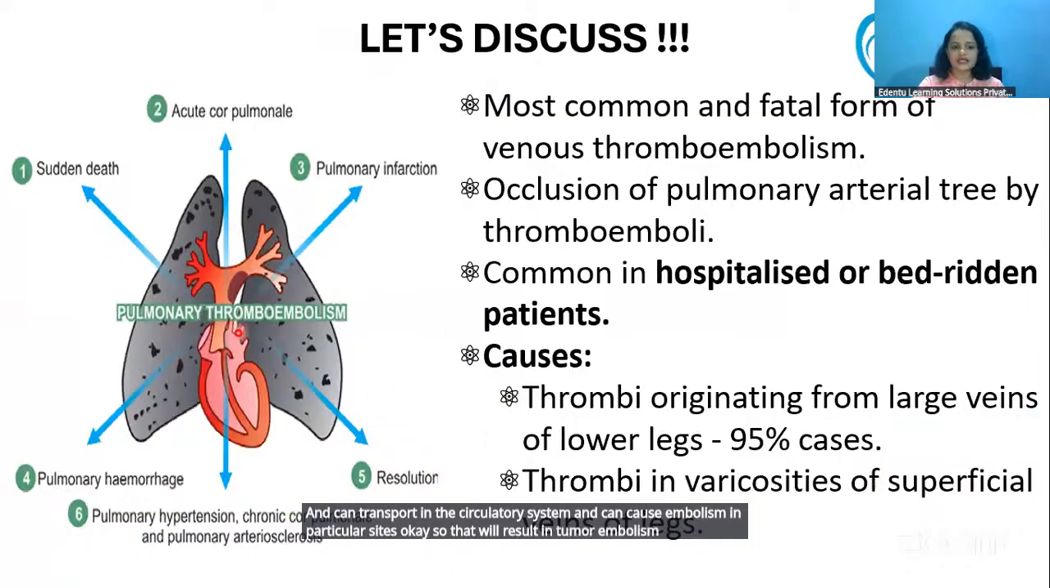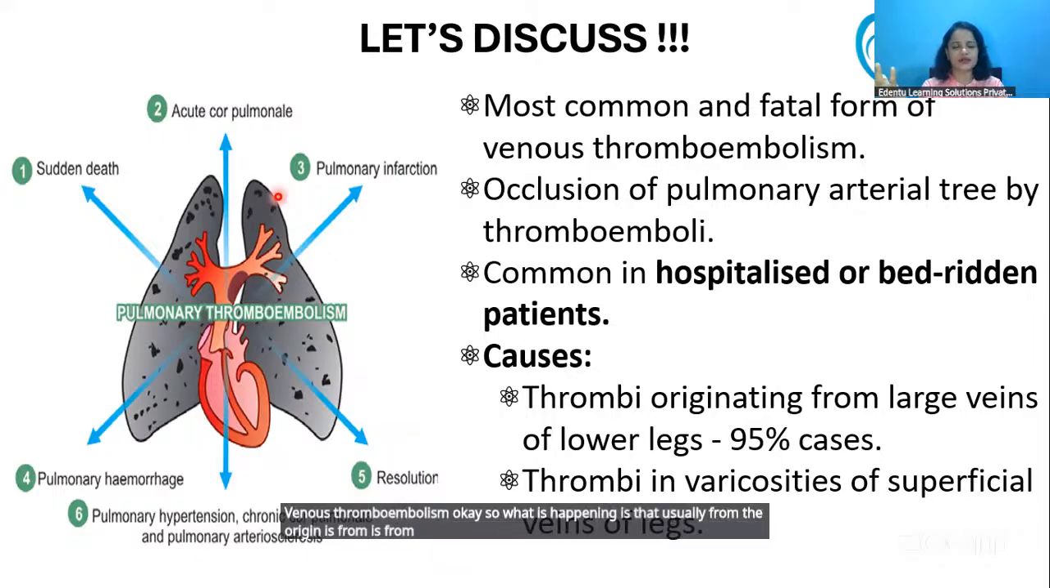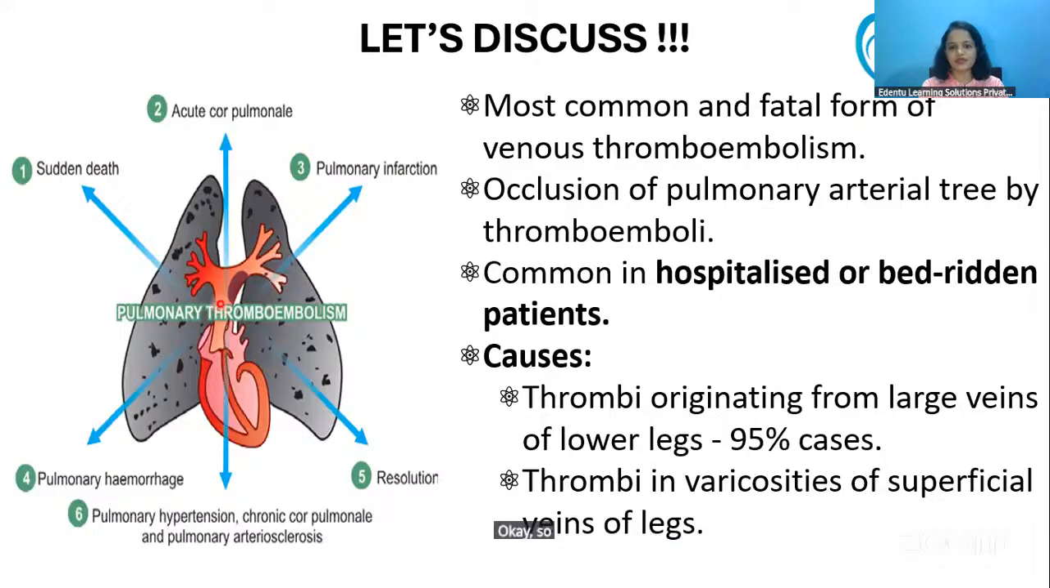So now let's discuss pulmonary thromboembolism. As I had already said, it is the most common and fatal form of venous thromboembolism. What is happening is that usually the origin is a thrombus originating from the veins of the legs, and it is getting transported, and there will be occlusion happening in the pulmonary arterial tree. So the main site will usually be the pulmonary arterial tree.